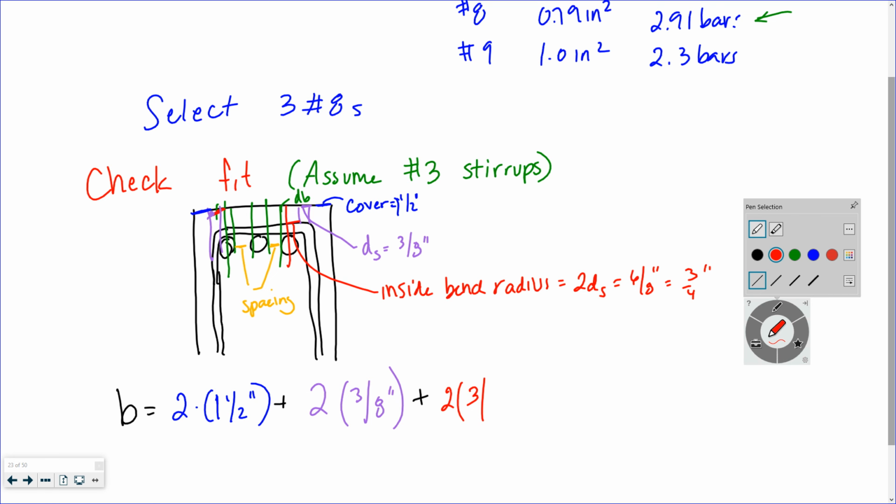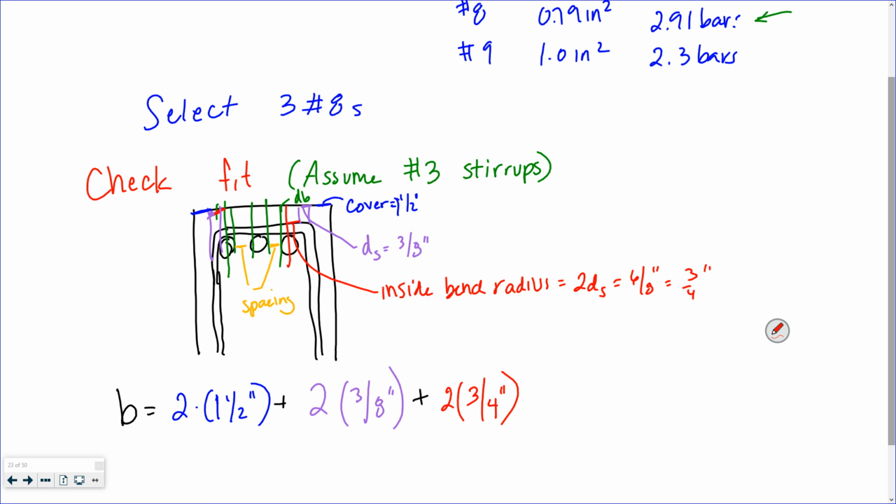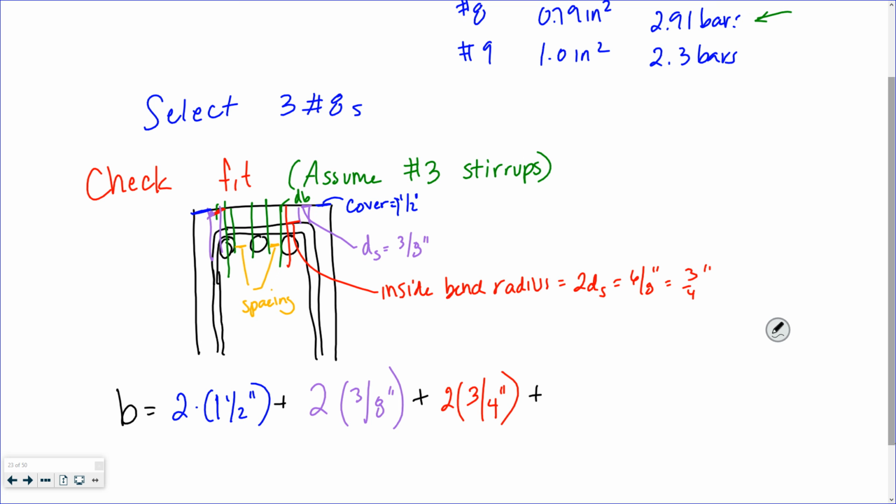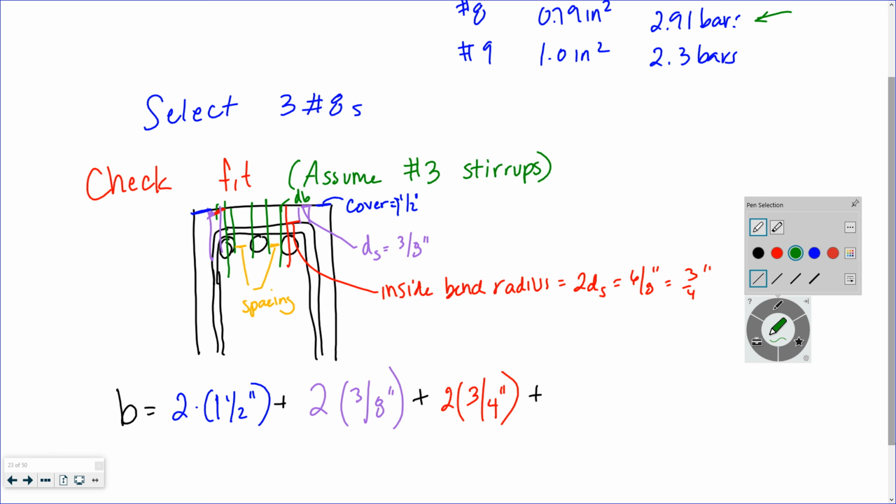3/4 of an inch. And you can get that bend diameter from the detailing in the book. Let's see. Plus, so that gives me my 2 covers, my 2 stirrups. That gets me to here on that side and here on this side, right?